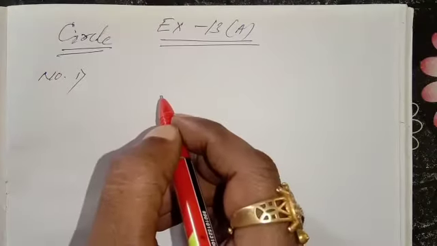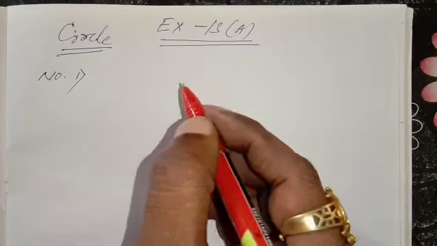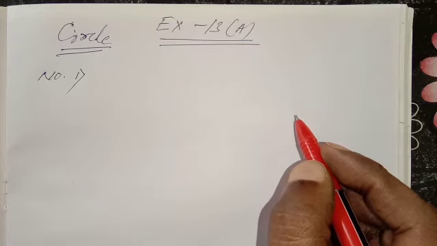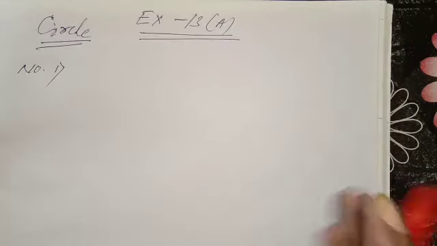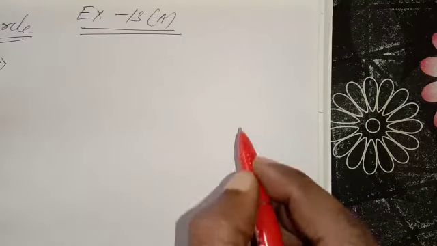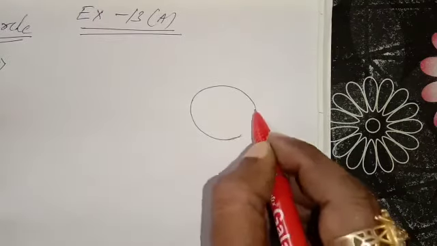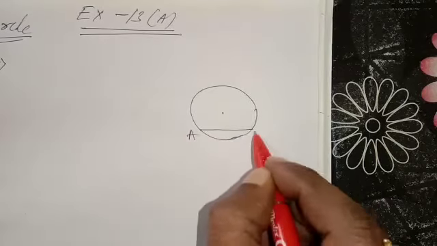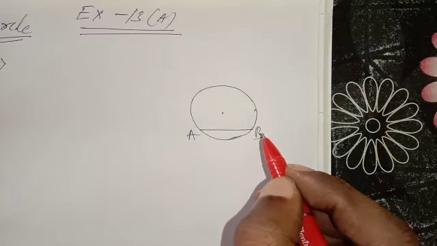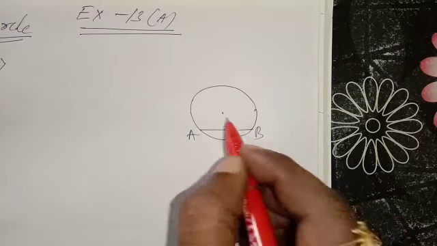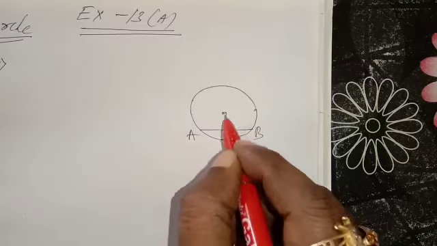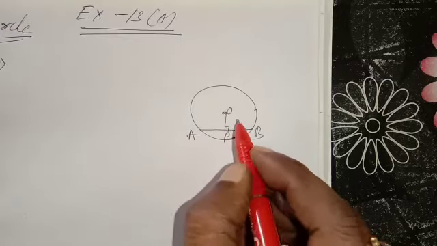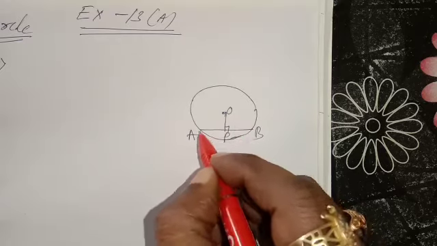In a circle of radius 5 cm, calculate the length of a chord which is at a distance of 3 cm from the center. So first we'll draw one circle. This is a circle, suppose, and this is the center, and AB is a chord. You have to find the length of the chord. O is the center, OP is the distance, which is 3 cm, and this is the radius.